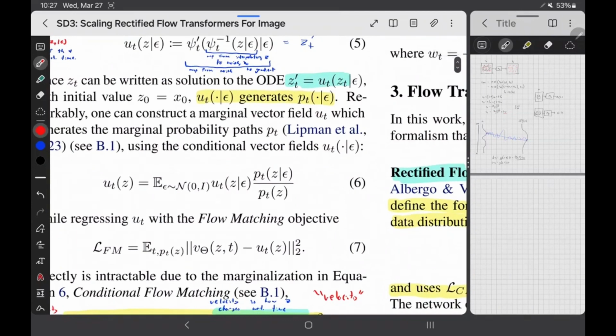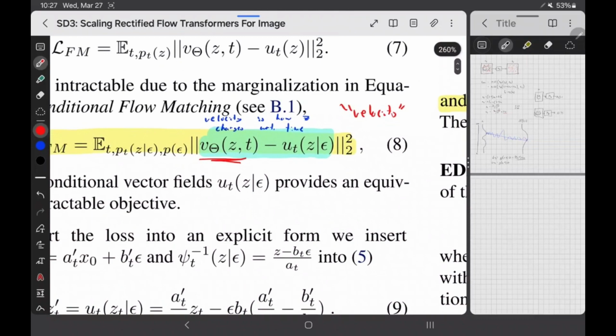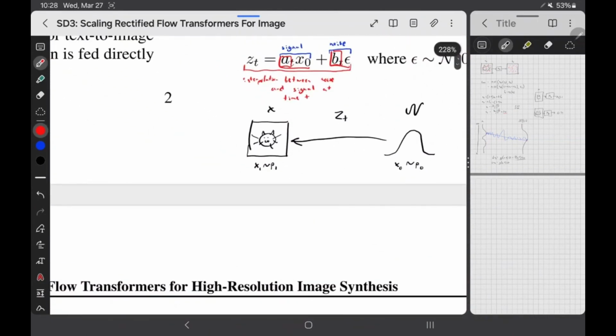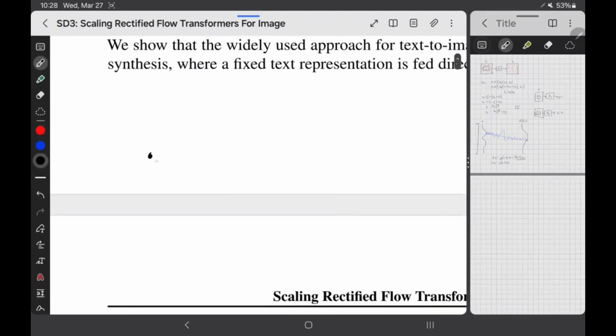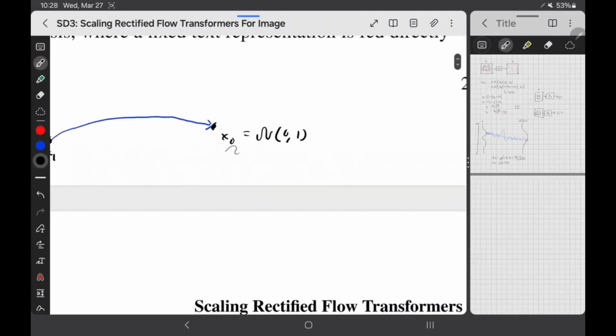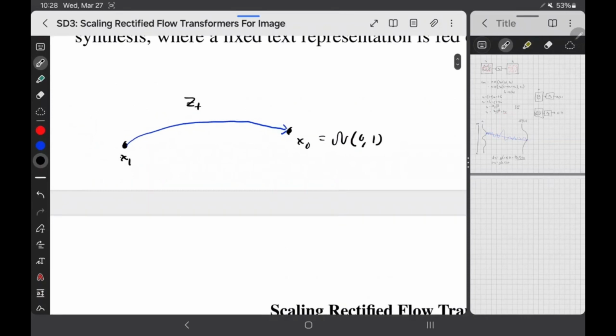Or they make it a straight path for rectified flow. It doesn't have to be. It's a path from your data to your noise. Now, you can model this using velocity, and the velocity is just essentially how z changes with time. It's just the derivative of z with respect to time. So if you have, say, your data, x1, and you have your noise, say x0, which is equal to just your noise, and you have your trajectory, maybe it's a little curved, then z_t is going to be somewhere along this trajectory.